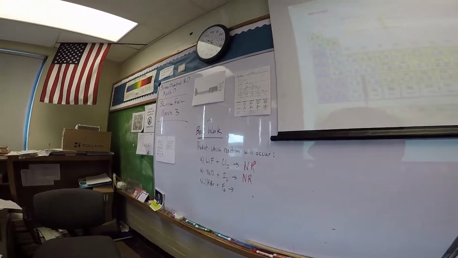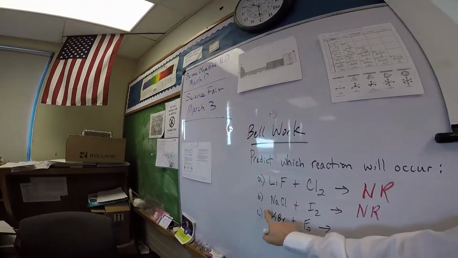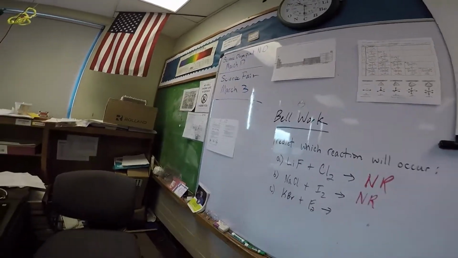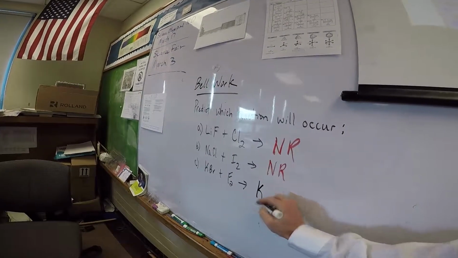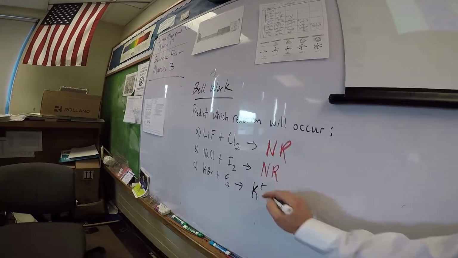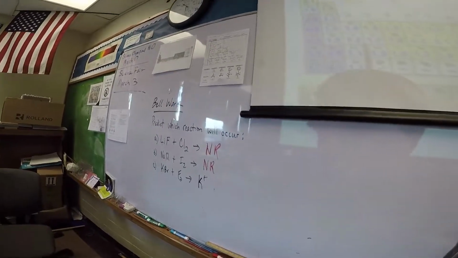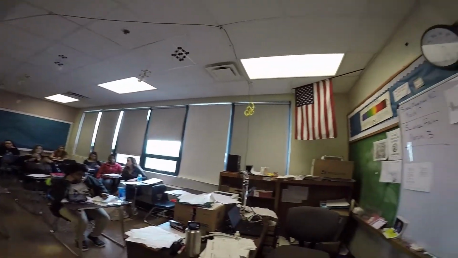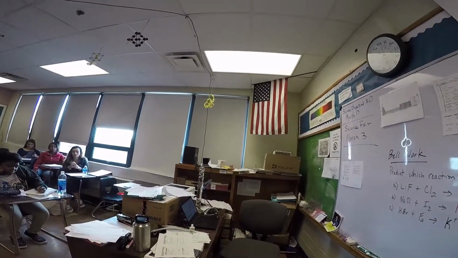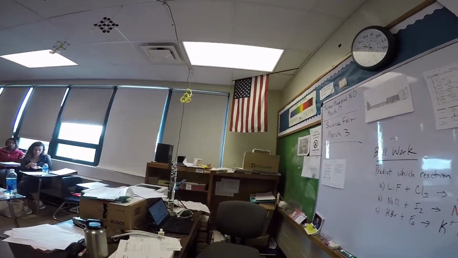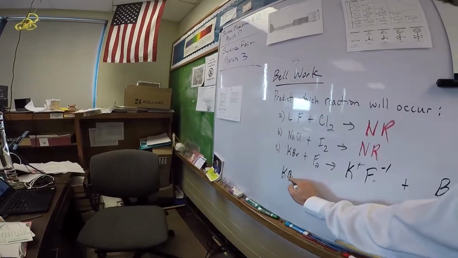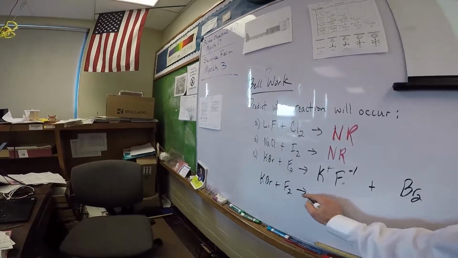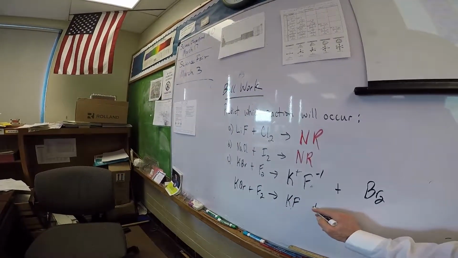Now the last one does occur because fluorine is stronger than bromine is. So fluorine's going to say, bromine, you're going to have to leave, and I'm going to take over. So you have to know what the charges are. Potassium's in the first group of the periodic table, so you're going to have one positive there. And the bromine is in the last group, but it's going to be diatomic, so it goes over here. And then fluorine is one negative. You balance this, so it ends up being KBr plus F2 yields KF plus Br2.